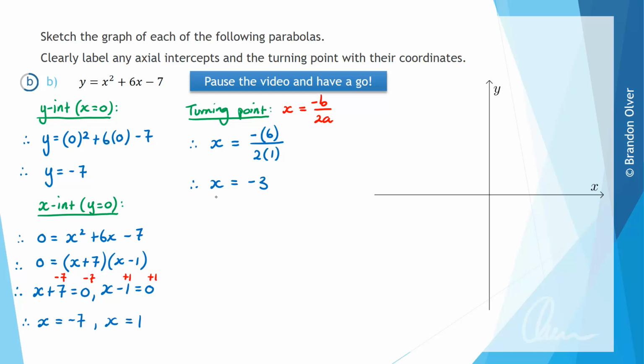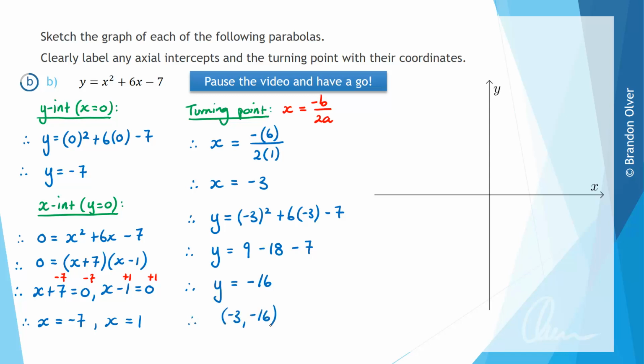So once we know what the x value is, we can find the y value by substituting that back into our original rule. So y is going to equal minus 3 squared plus 6 times minus 3 minus 7. So therefore y is going to equal minus 3 squared is 9, and then plus 6 times negative 3 is subtract 18, and then we still have minus 7. So therefore the y value is going to equal minus 16 overall. So the coordinate is going to be minus 3 comma negative 16.